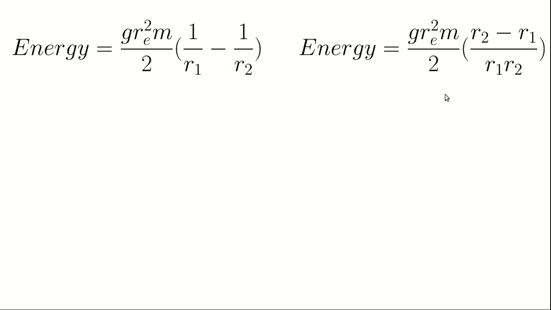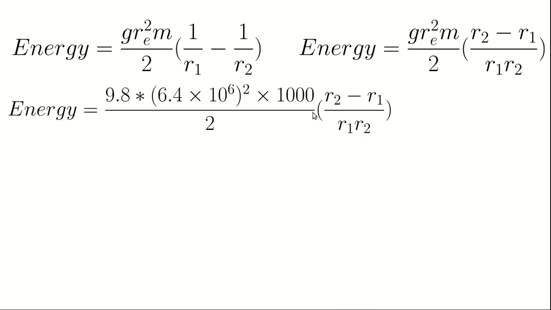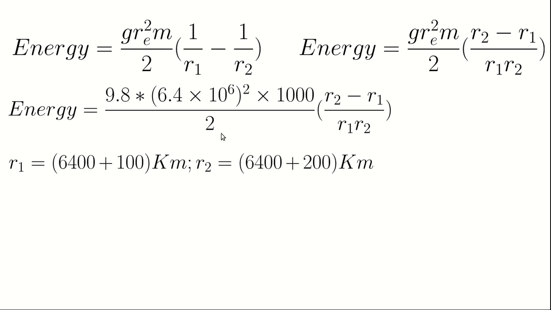We can also move further by simplifying it in this form. So let's substitute the values of these parameters that are well known. So we have 9.8, the radius of the Earth. Remember to always convert it to meters. Then the mass of the satellite, which is this, divided by 2. Remember that R2 and R1 are the distances from the center of the Earth, which is the radius of the Earth plus the altitude for R1. Therefore R2 is the radius of the Earth plus the altitude in kilometers.